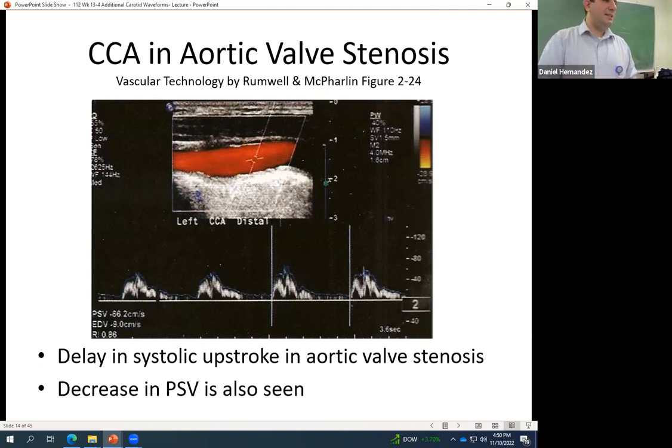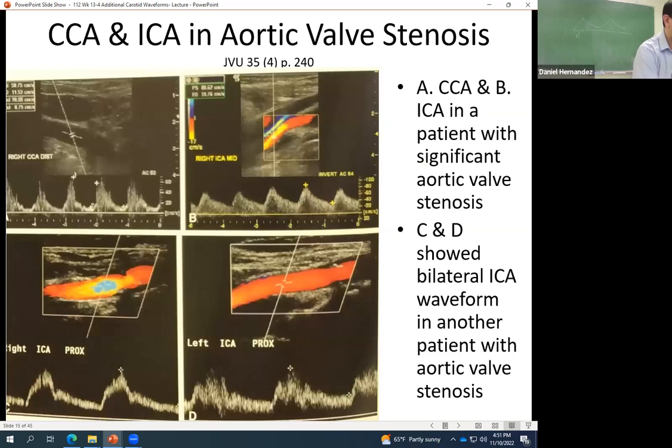So this is CCA with a patient that has aortic valve stenosis. So here we see some tardus parvus waveforms. Decreased peak systolic velocity, so we've got very low velocities, but we don't see any sort of plaque. With a delayed upstroke, and this is due to a patient with an aortic valve stenosis. So with this, we would see it bilaterally. Again, the aortic valve stenosis caused tardus parvus waveforms throughout the carotid arteries. So we see it on both sides.